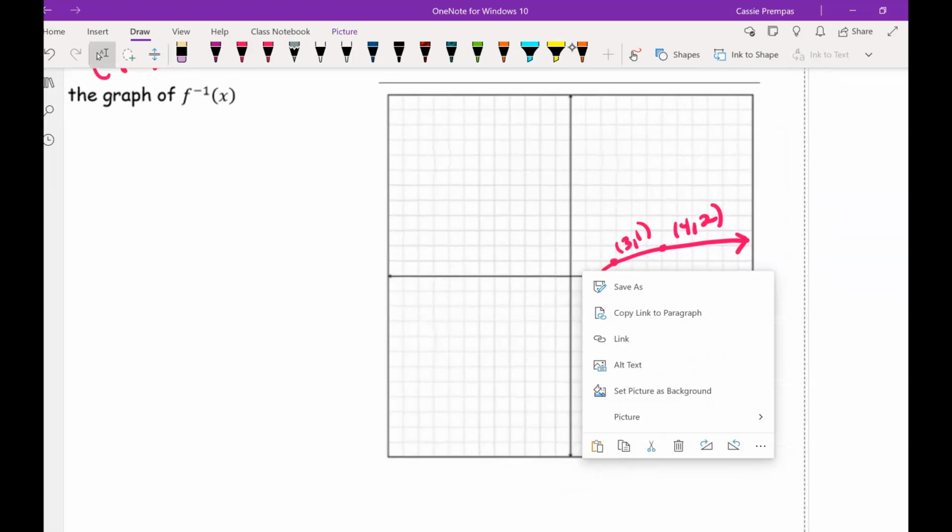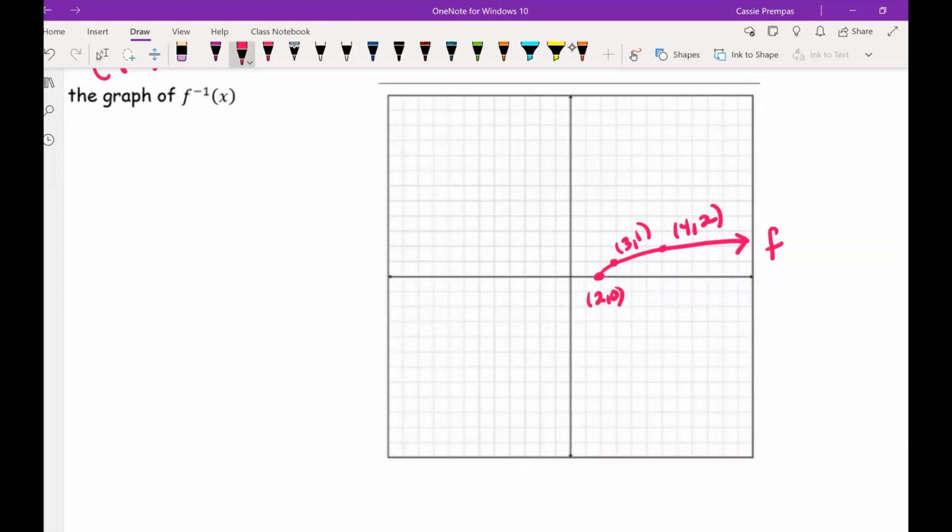If I was to graph the inverse, so this is my function, I would switch the x and the y's. So instead of writing (2, 0), I would plot (0, 2). Instead of plotting (3, 1), I'd plot (1, 3). And instead of plotting (4, 2), I'd plot (2, 4). Oh, sorry, I graphed that wrong. That's 1, 2, 3, 4, 5, 6. There we go. That looks better. So instead of plotting (6, 2), I'd plot (2, 6).